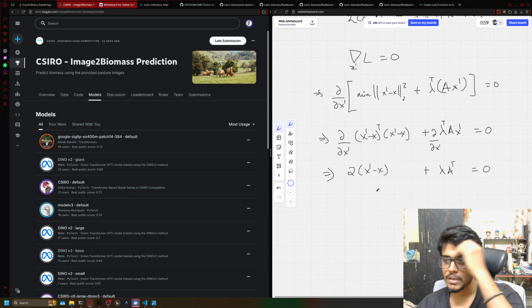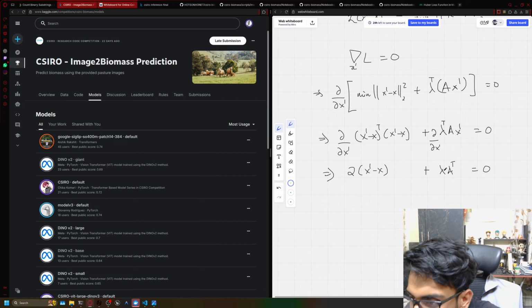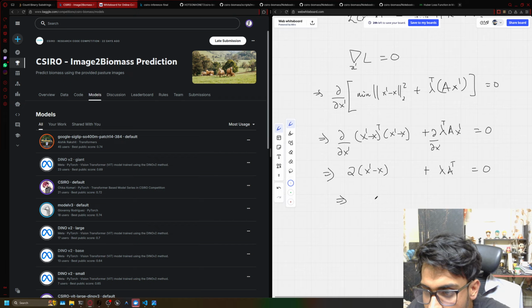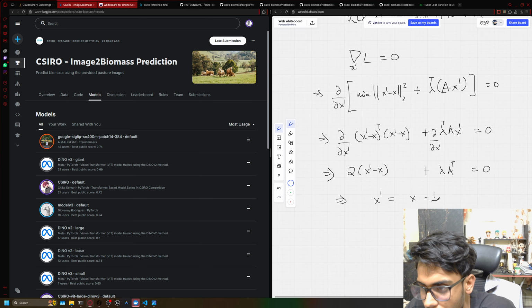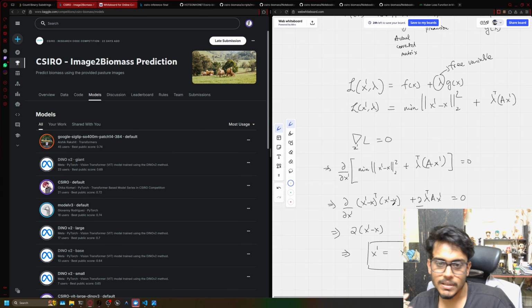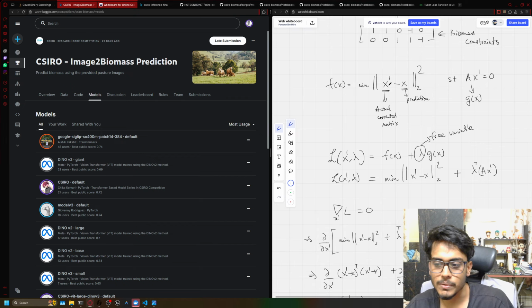Cool. Now what I will do is write x prime with respect to my x, so I will try to find my x prime here. So x prime will become x plus or minus half of lambda times A transpose. All I'm doing is explaining how this biomass constraint is getting applied, how I'm getting this corrected matrix value, using these Lagrangian multipliers.